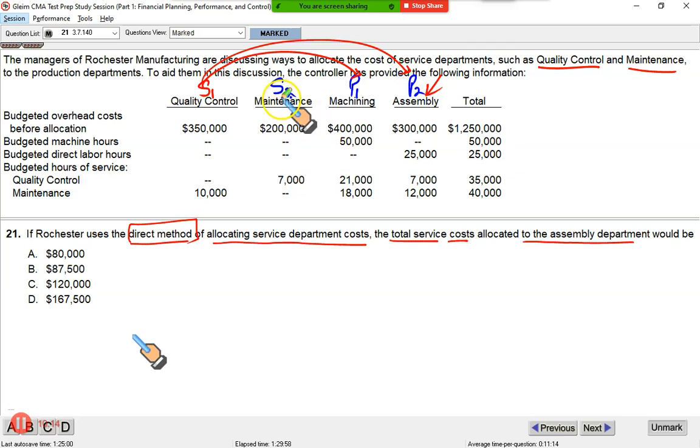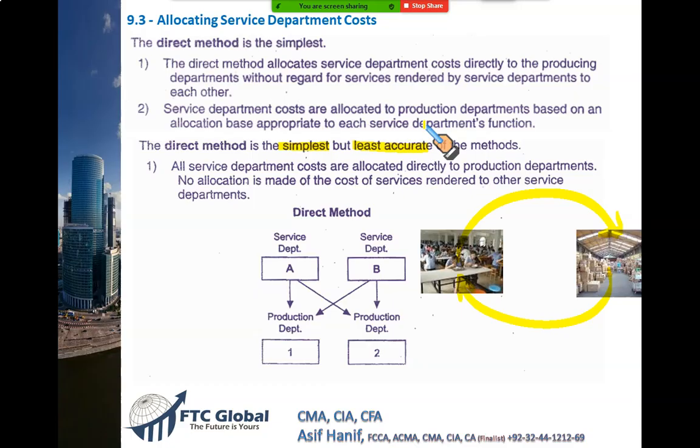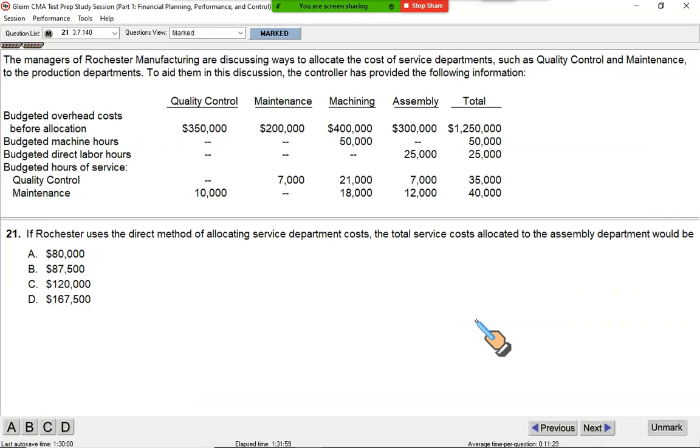And the service department, maintenance department, its cost will go directly to production department. This is called direct method. That's exactly what we have learned here. In the direct method, the service department cost go directly to production department, and their interdepartmental service is ignored, which is bad. We will find a solution to this problem, but let us first try to understand this.